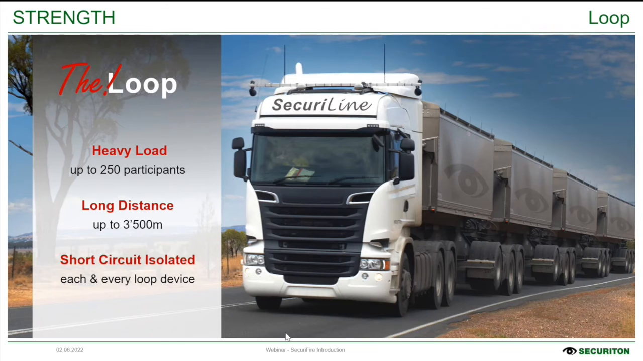To the loop itself, which is called SecuriLine. It's a heavy load loop, up to 250 devices on it, participants, long range distance with up to 3,500 meters, short circuit isolated, each and every loop device, which means now a built-in short circuit isolator in each device, like detectors, manual call points, input-output modules, sirens, the whole range.